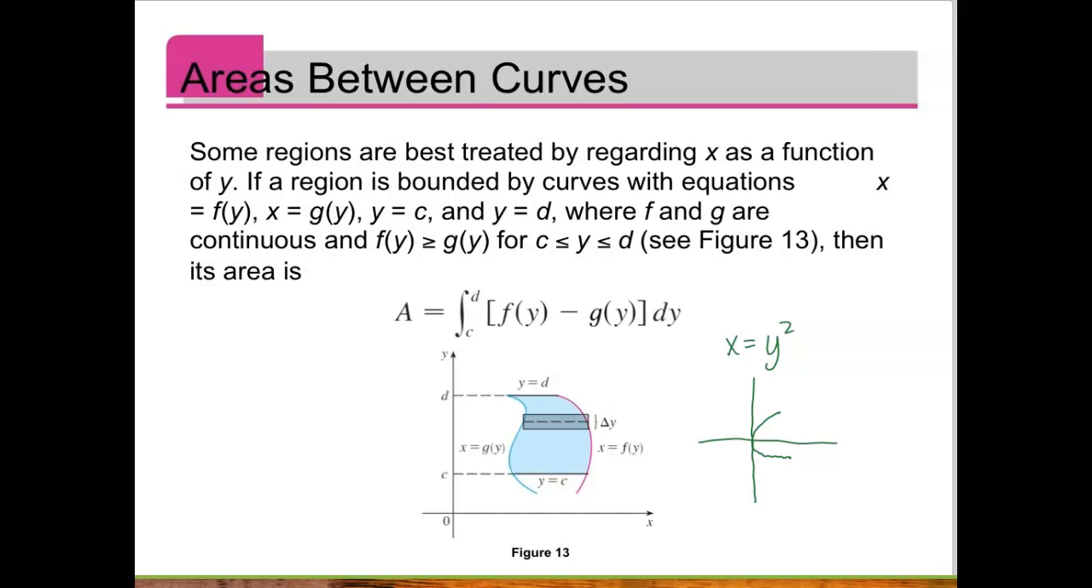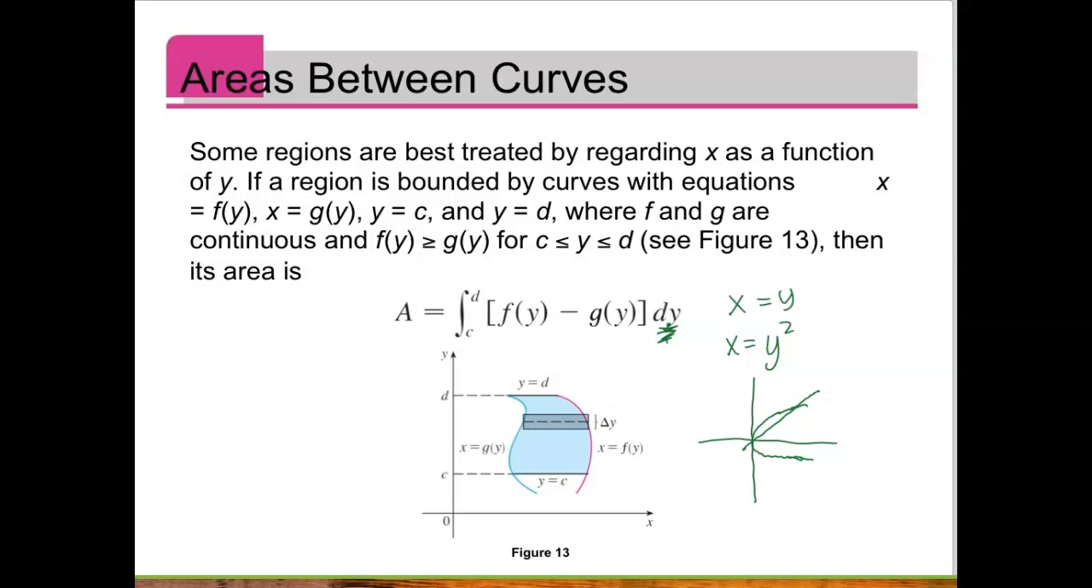In that case, let's say I was looking at the function x equals y squared and then also the function x equals y. They do create a region, right? But it's going to be easier to integrate with respect to y. And that's totally fine. You can integrate with respect to y. We're just going to kind of adjust our point of view.